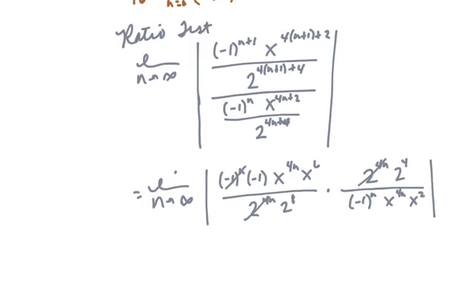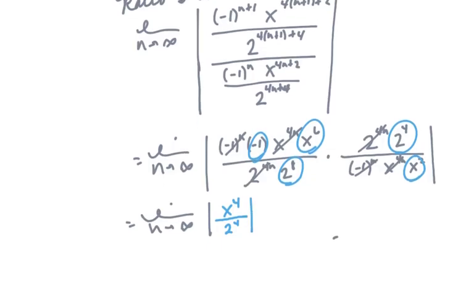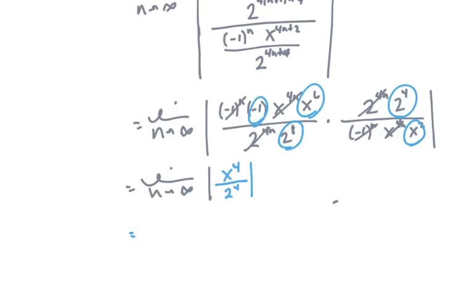So a lot of these terms cancel out. So we have the limit as n approaches infinity, and the negative 1 becomes a positive 1 because we're in an absolute value. And then we have x to the 6th over x squared, so that gives us x to the 4th in the numerator. And we have 2 to the 4th and 2 to the 8th, and that gives us 2 to the 4th in the denominator. So 2 to the 4th is positive, so what we really have to worry about here is the limit as n approaches infinity of the absolute value of x to the 4th over 16.